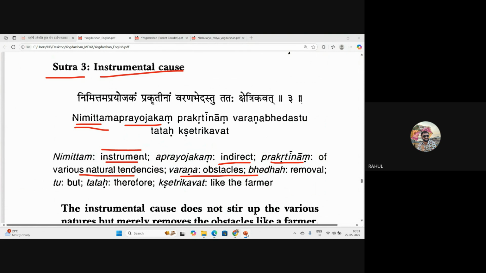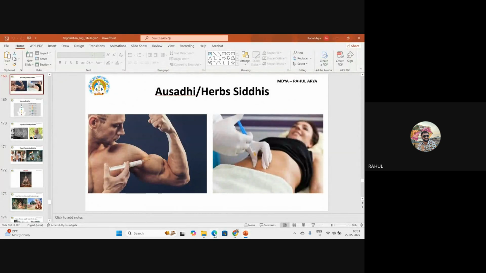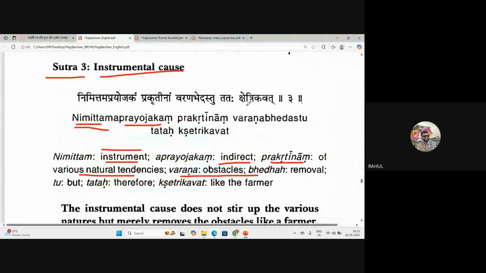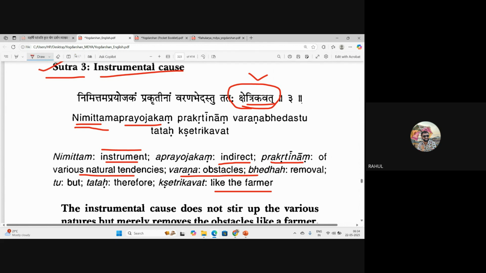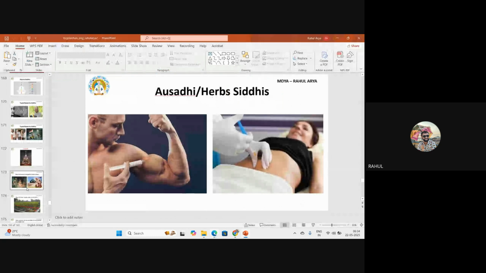Because Prakriti is the completed. And the one example he gave here, Kshetri Kavat. It is an example that can come in the exam. Kshetri Kavat means farmer, like the farmer. The farmer example is in which sutra? It is sutra number 3 of the Kaivalya Pada. So here he gave the example of the farmer.